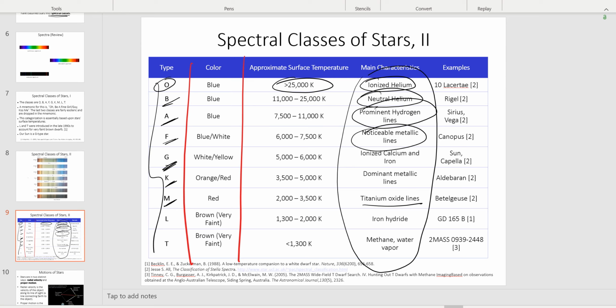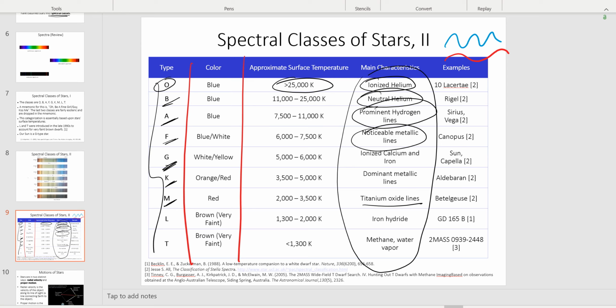And we know this because blue light has more energy than red light. We talked about that earlier on in this course when we did the lecture on light and telescopes. Red light has a longer wavelength than blue light, so blue light has more energy. Long wavelength means low energy.